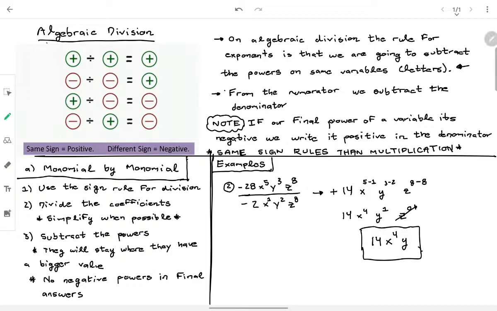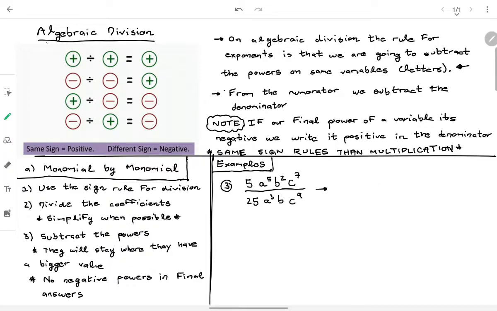Let's see other example. So in the next example, we have something like this. It's very similar to the last one, but in this case, 5 is a smaller number than 25. So our final answer is going to be a fraction. So in this case, the first step is to follow the sign rule. Positive divided by positive, it will stay positive. Remember, we don't need to put it. Then it will be 5 and 25. Both of them are divisible by 5, so we can simplify it dividing by 5. So it will be 1 over 5, or 1/5.